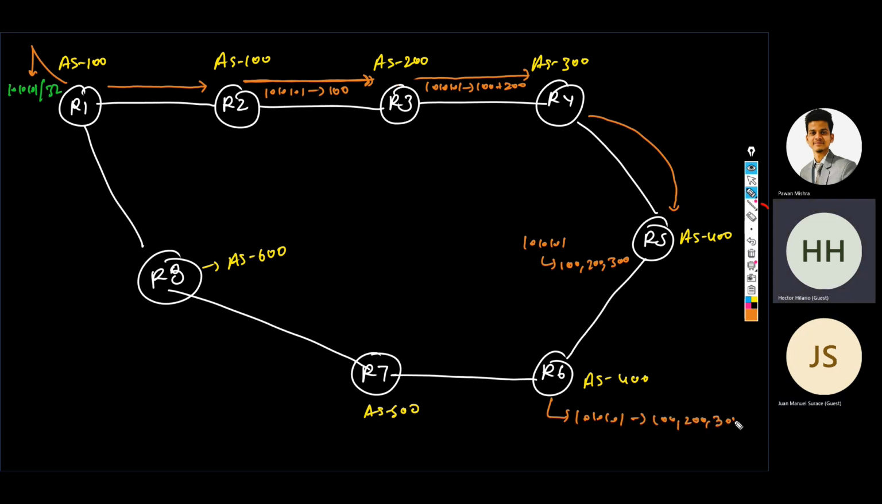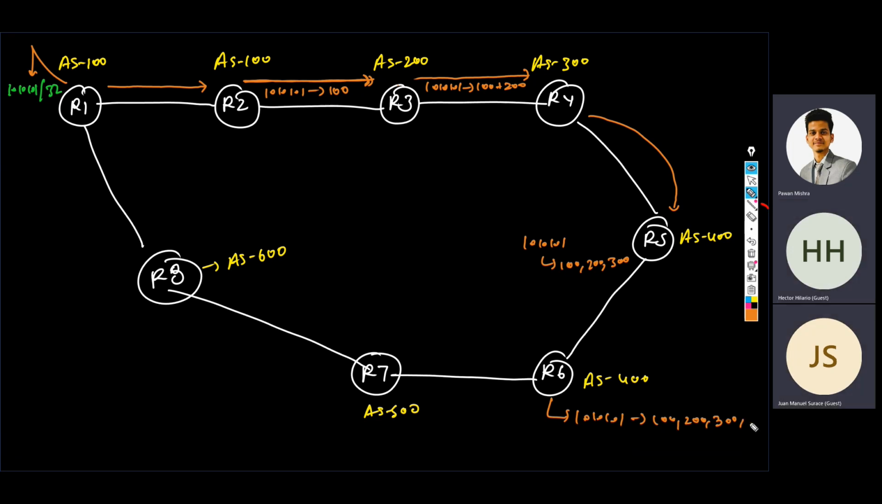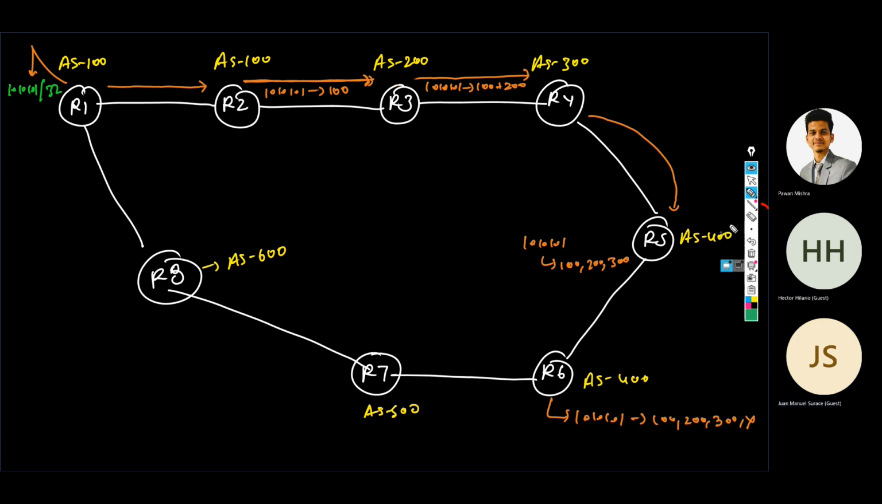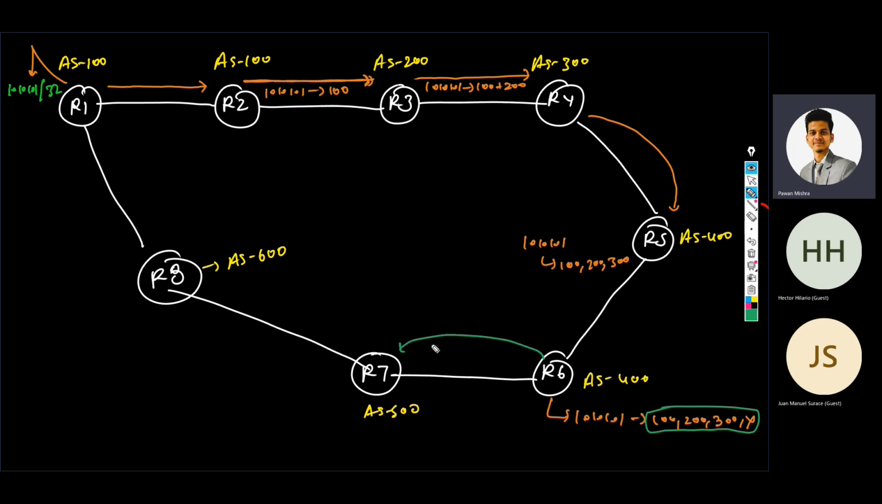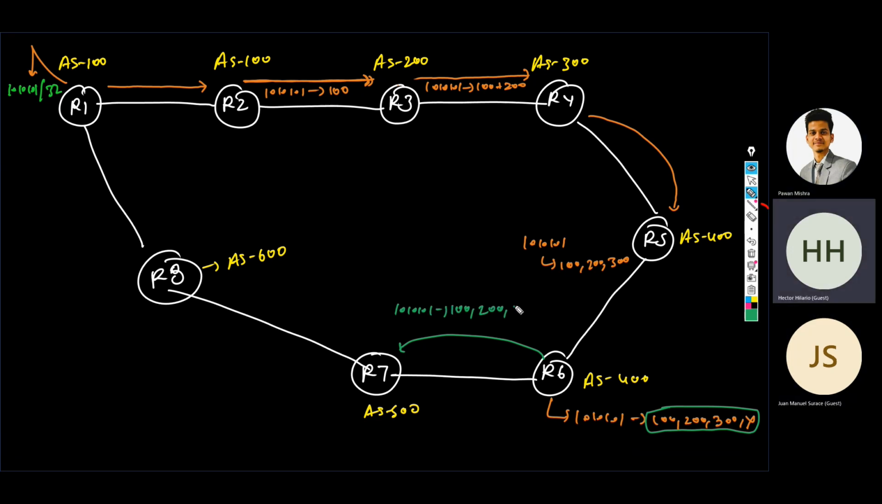Not 400, because the neighbor is IBGP. So here it will be IBGP, and it will show only 100, 200, and 300. Once R6 shares to R7, it will show 1.1.1.1 with 100, 200, 300, 400.